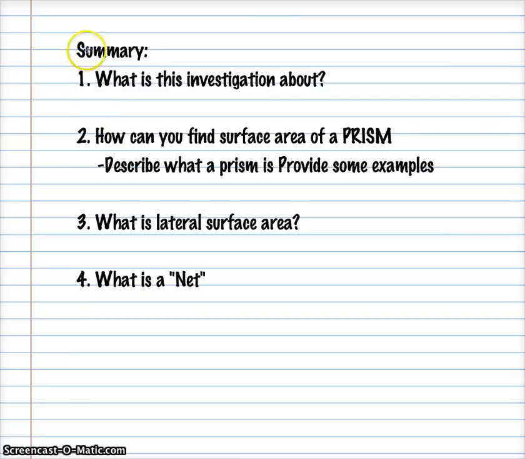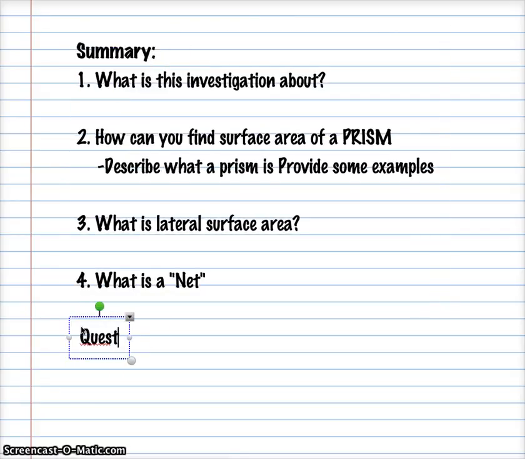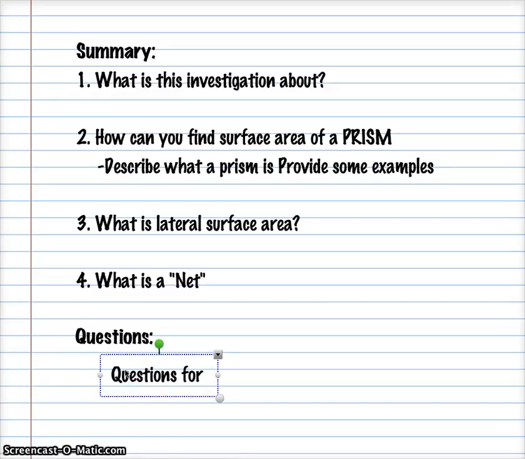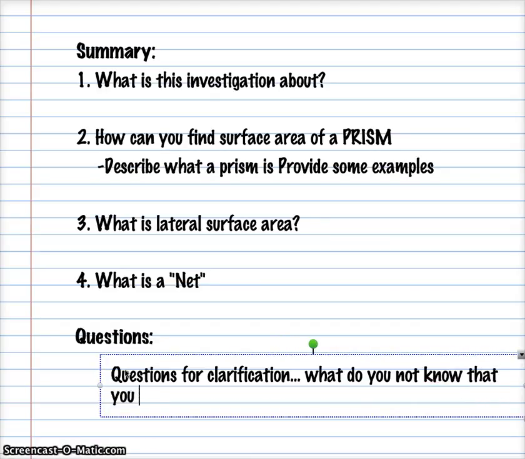After your summary, you're going to write questions. Now some of you keep telling me I don't have any questions. So the things for questions are what do you not understand? In the question section, you are writing questions for clarification. What do you not know that you want me to explain better?